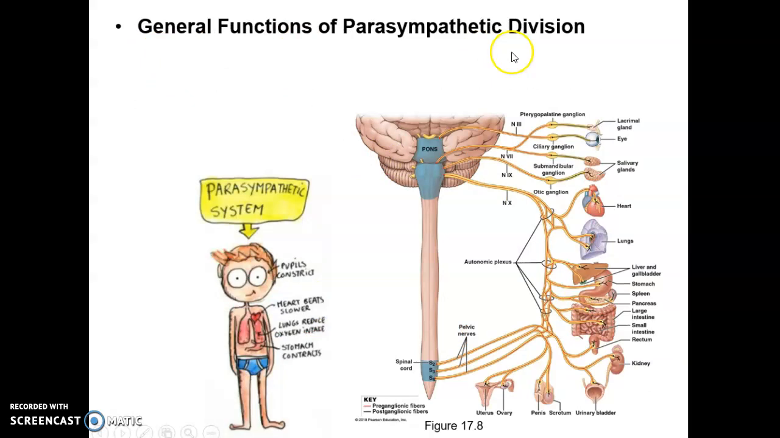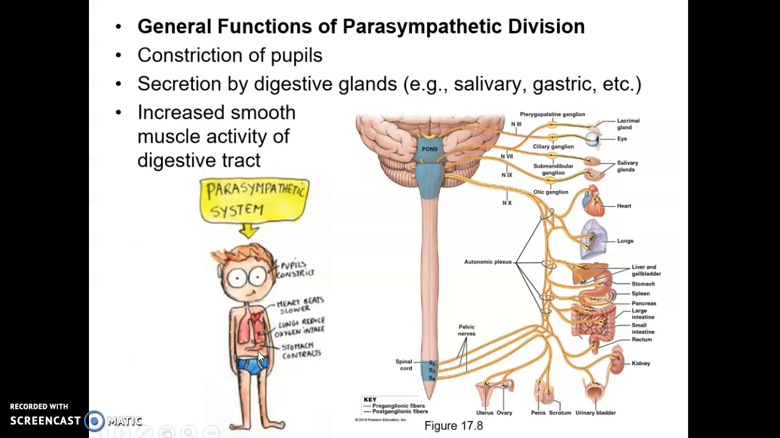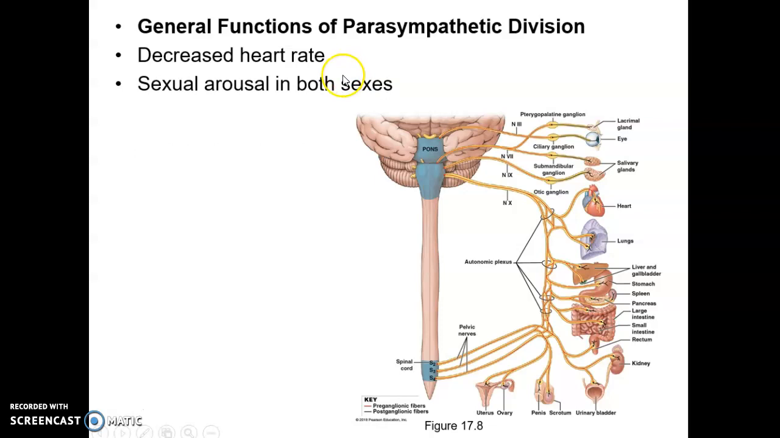So overall general functions of the parasympathetic division, its activation: constriction of the pupils, secretion of digestive glands, materials for essentially digestion, right? Salivary glands when you start eating or you think about starting to eat, and gastric digestive gland secretion to help break down and digest your meal. Increase smooth muscle activity of the digestive tract, again to deal with food digestion. Decrease heart rate. Sexual arousal in both sexes, male and female.